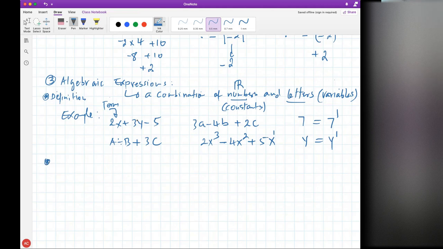Now let's see how to simplify these. These are just examples. We didn't do anything with them, so let's learn how to simplify them. Simplifying expressions.